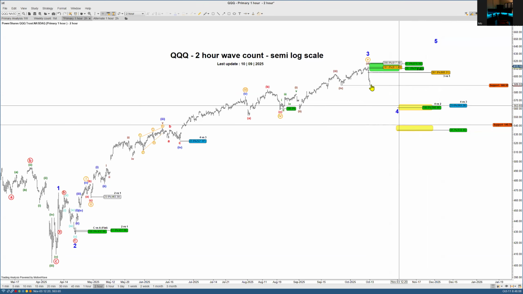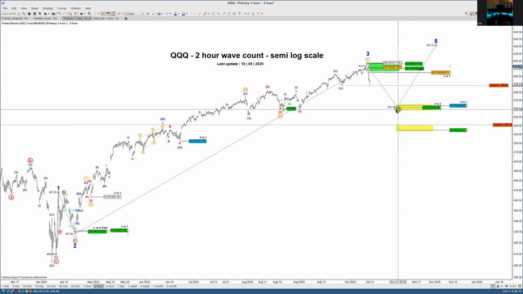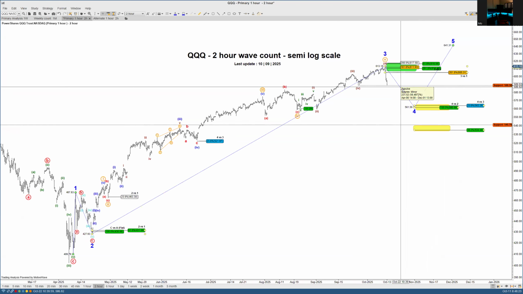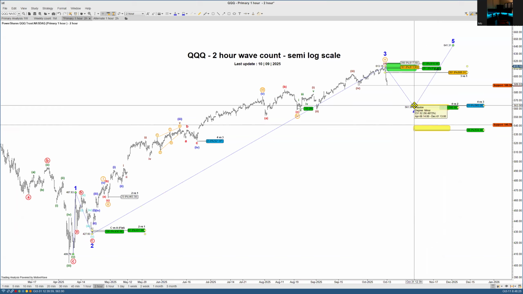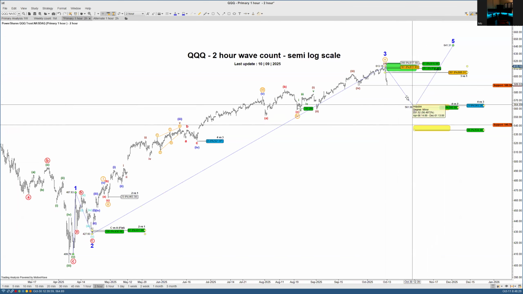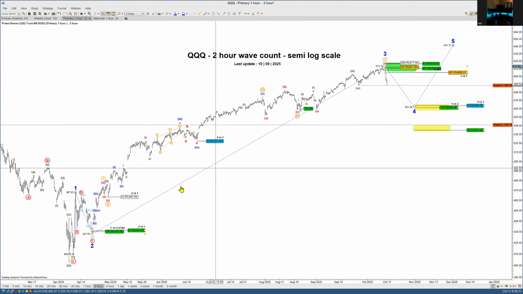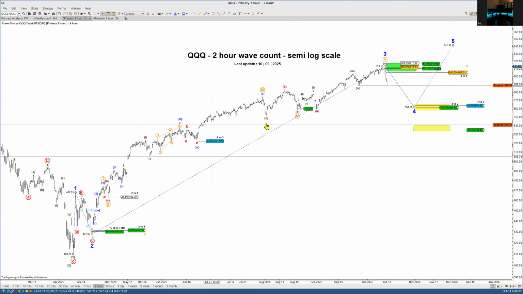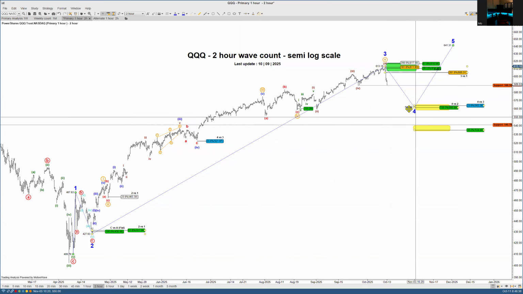And just to let you know, this is the most painful wave to trade. So keep that in mind. I would highly suggest you don't oversize any trade in a fourth wave if this is where we're heading next. You don't size up trades here.